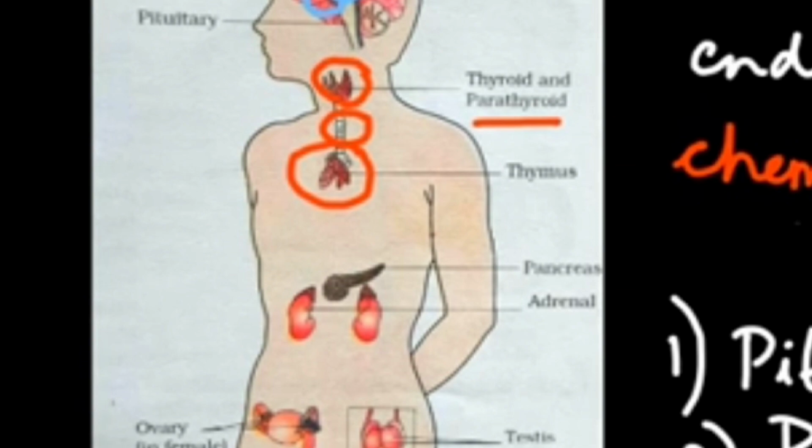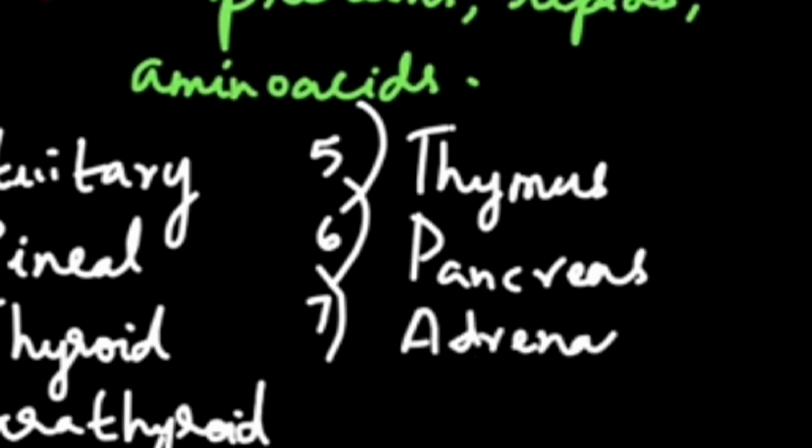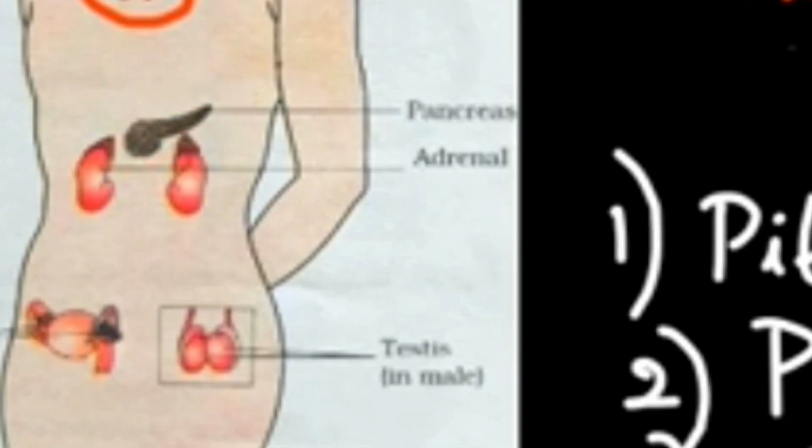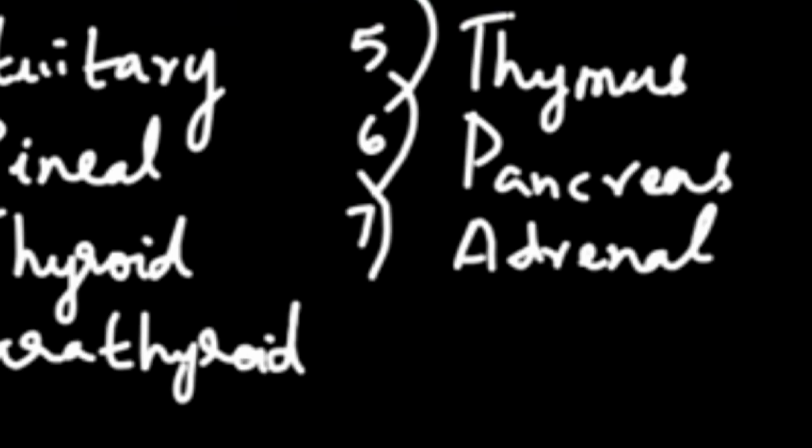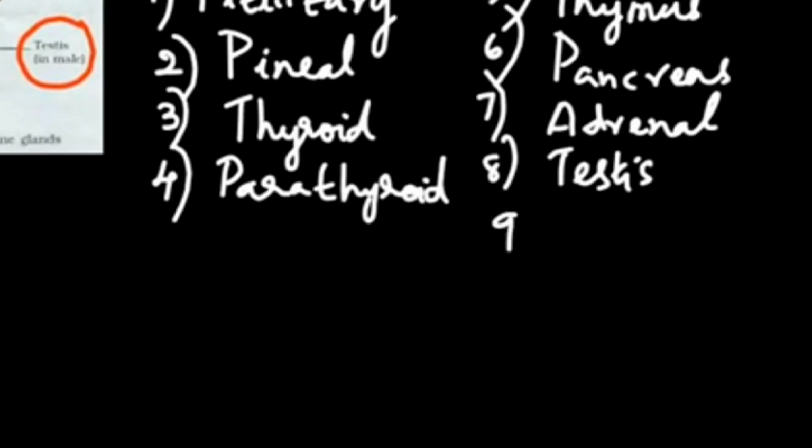Then comes the adrenal gland. Adrenal glands are present above the kidneys. So we can see here the adrenal gland above the kidneys. And then depending upon male and female, males have their gonads, that is the testis. Testis also produce hormones, so that also comes under the endocrine system. And in females, the ovary. Ovary produces female sex hormones, so that is another endocrine gland. So testis if it is in male, ovary if it is in female.